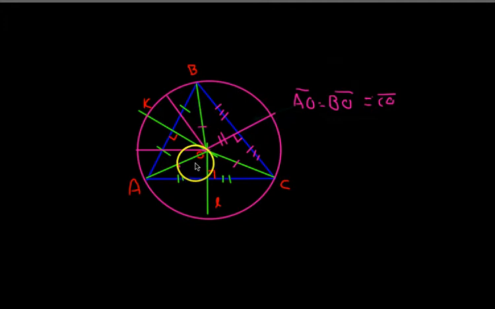And concurrent means that they all meet at a single point. So the perpendicular bisectors of AB, BC, and AC all meet at point O, which is the circumcenter, the center of this circle too. The circle centered at the circumcenter passes through all three vertices of the triangle. This circle is called the circumcircle, because it's circumscribed around the triangle, which means it goes through all three of the vertices of the triangle.